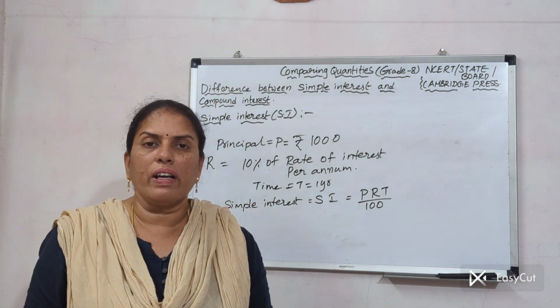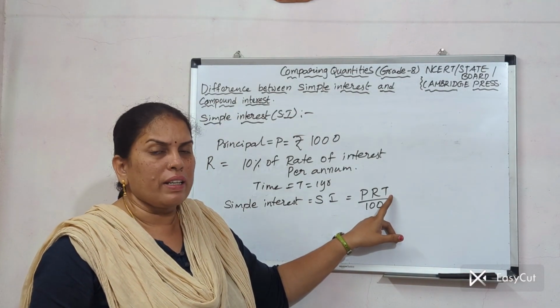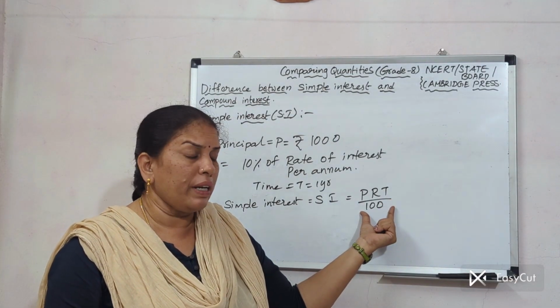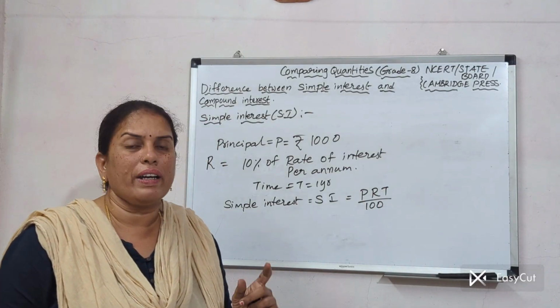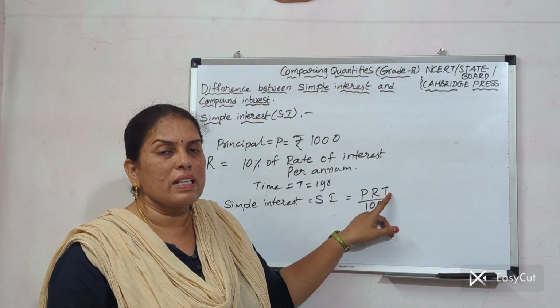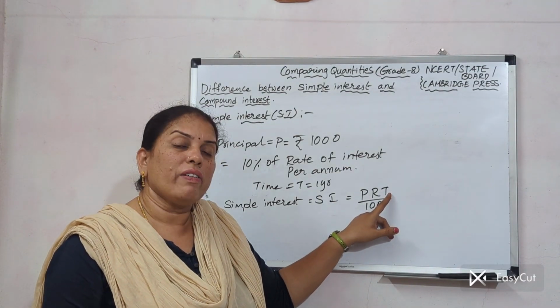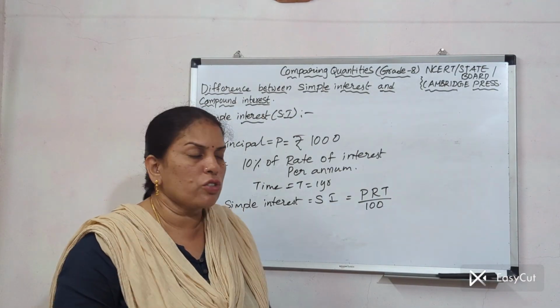3 years, 5 years, 2 years, like that they will give. So, according to the time, we must enter that one. While we are finding simple interest, this time must compulsorily be in years only, not in days and weeks. Okay? This time must be in years only. If they have given time as 6 months, you need to convert it into years. All of you understood?